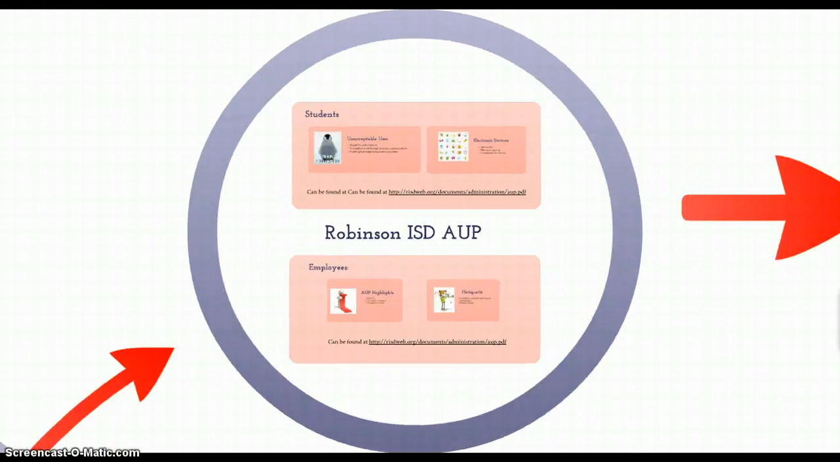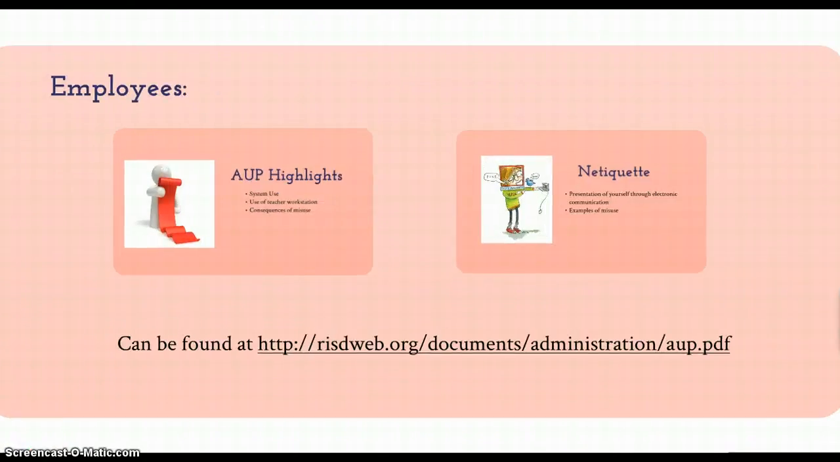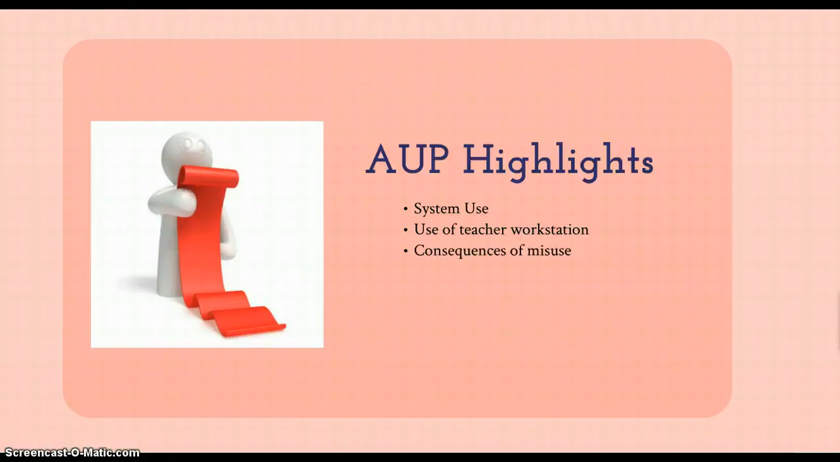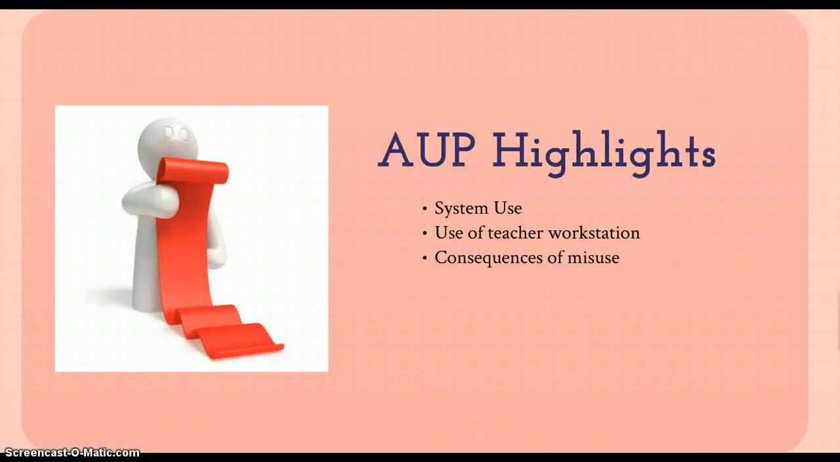Robinson ISD has an AUP for employees and one for students. This is not all-inclusive, and I encourage you to check out the acceptable use policy at the link below in order to understand it before signing it. However, some highlights include the following.